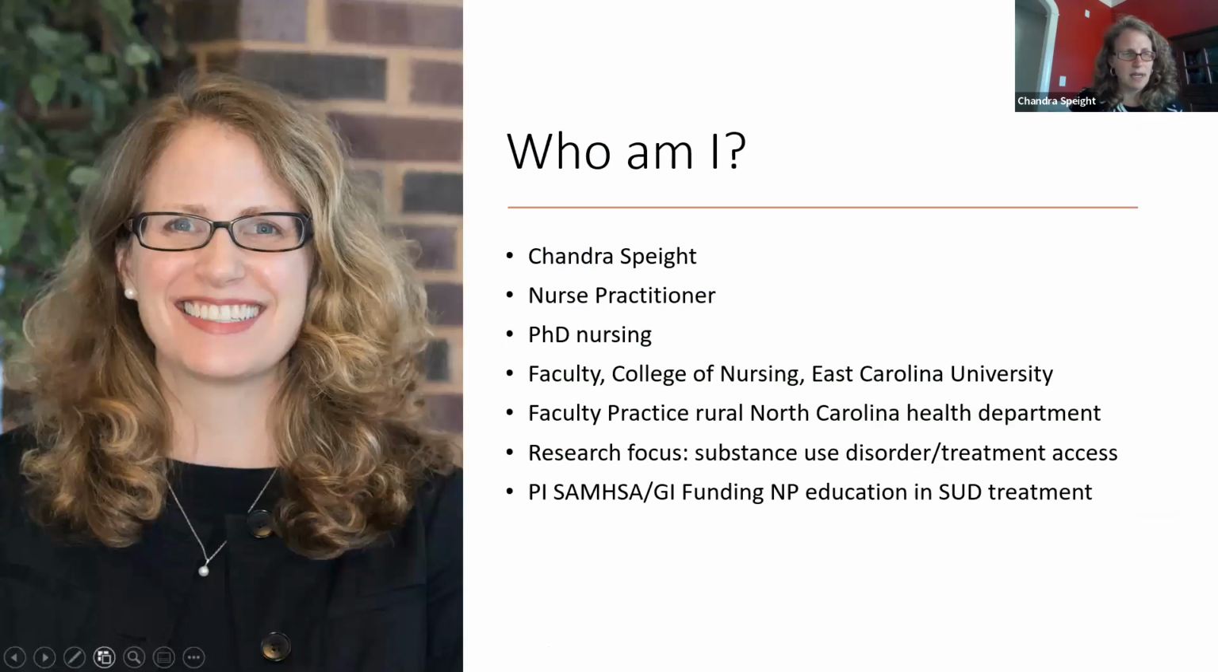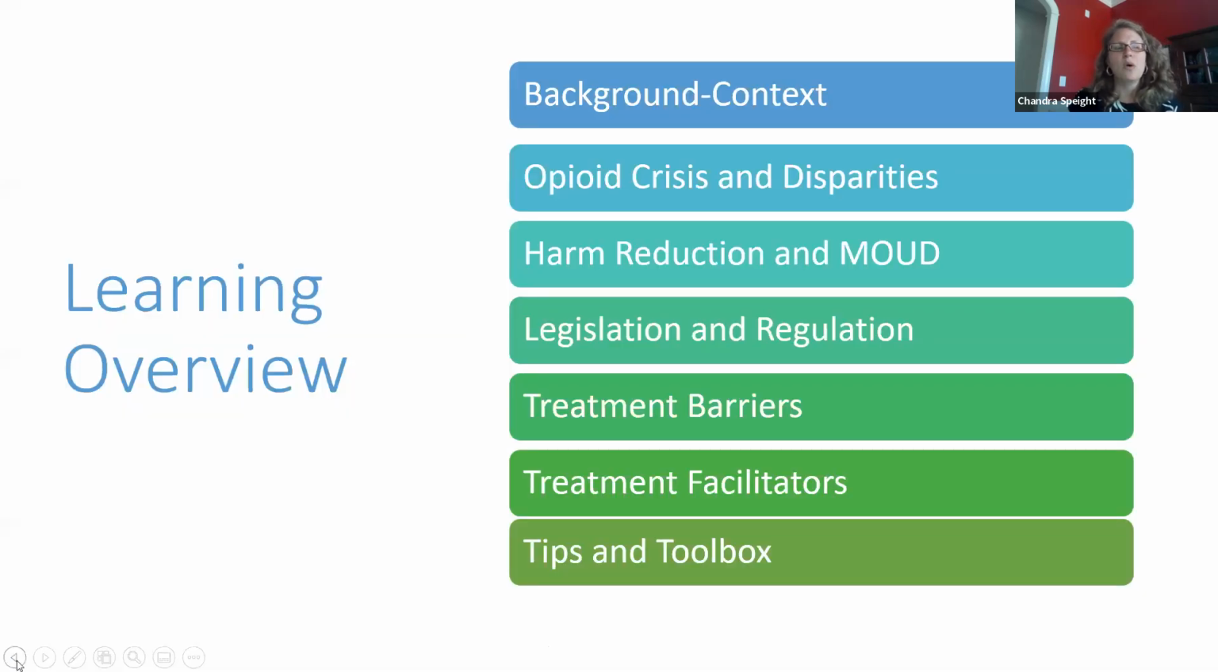So a quick overview. Really an outline. Today we're going to talk a little bit about background and context of the opioid crisis and disparities, harm reduction and medications for opioid use disorder, some legislation and regulation surrounding prescribing medications for opioid use disorder, treatment barriers and facilitators, and then I'm going to talk to you about my tips and toolbox.